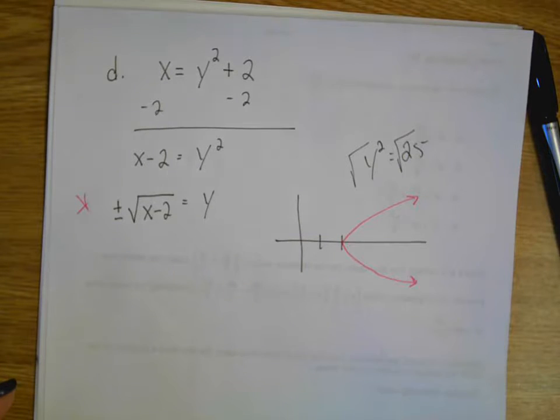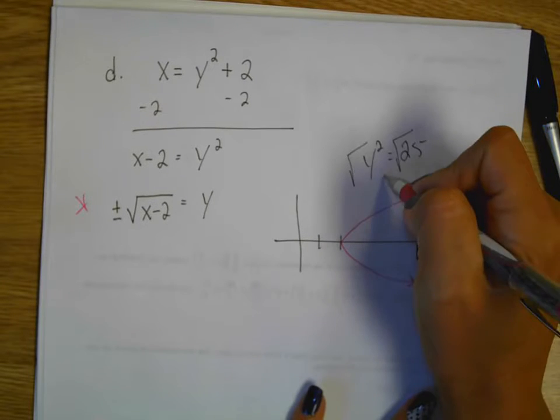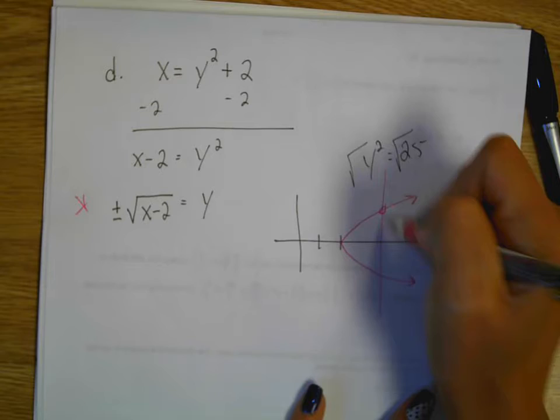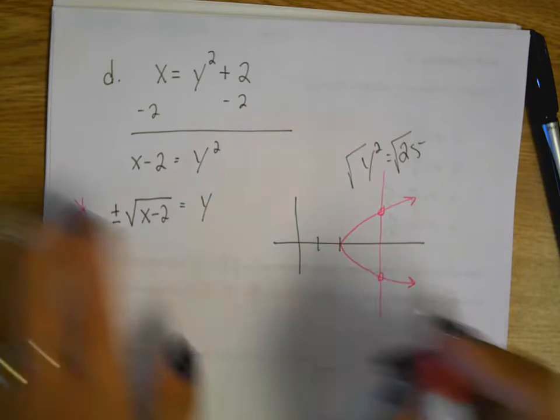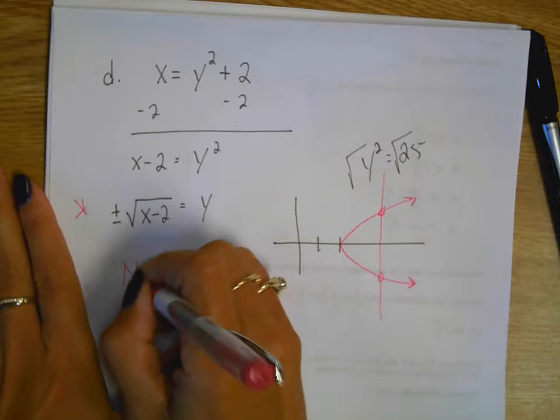So first question, is it a function? Allison? Does it pass or fail the vertical line test? It is not, because when I draw this vertical line, it hits twice. That fails the vertical line test. So it is not a function.